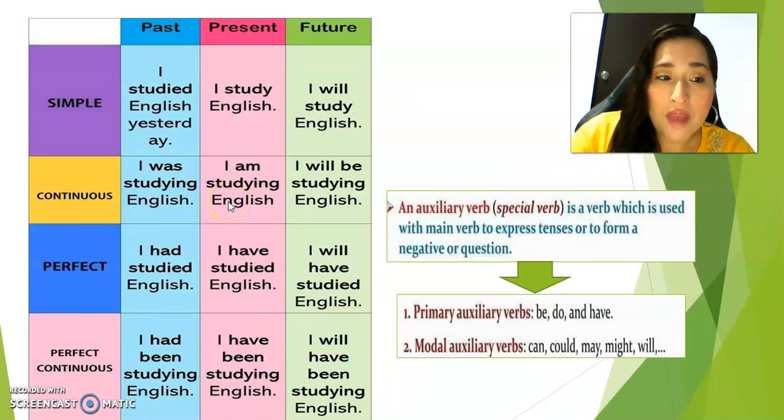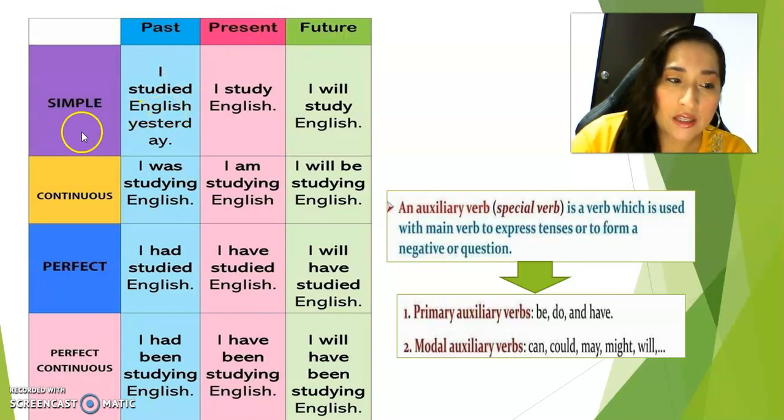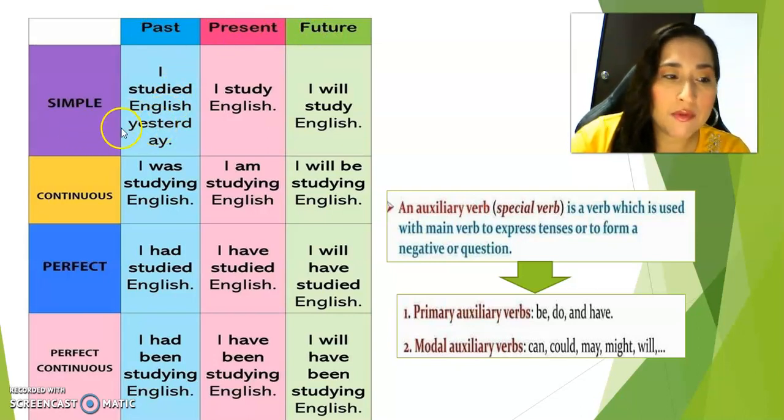As I said before, we have different kinds of verbs in different tenses: past, present, and future. And here I will show you some examples. We have the simple: past simple, present simple, future simple. I studied English yesterday, I study English, I will study English. And continuous: past continuous, present continuous, future continuous. I was studying English, I am studying English, I will be studying English.